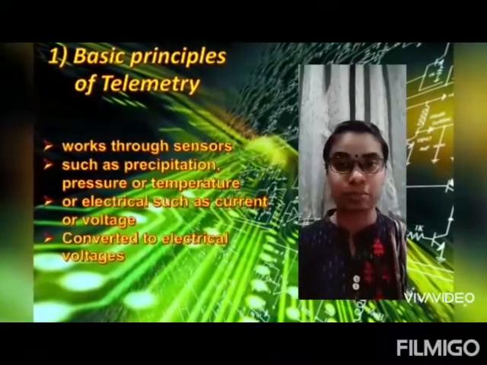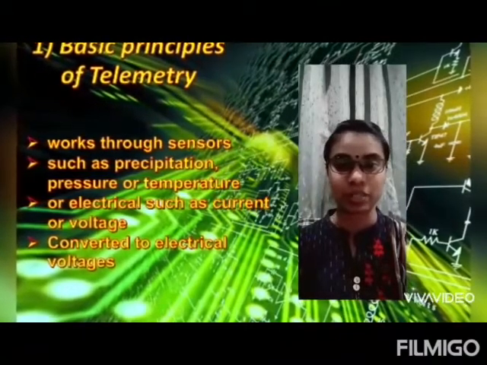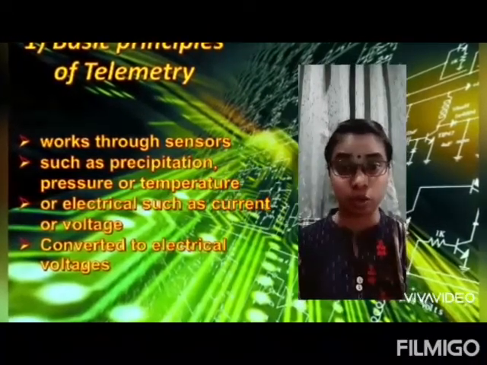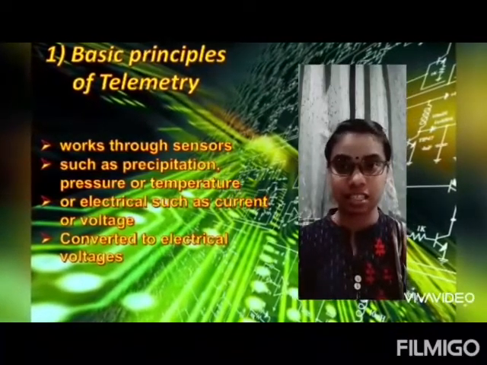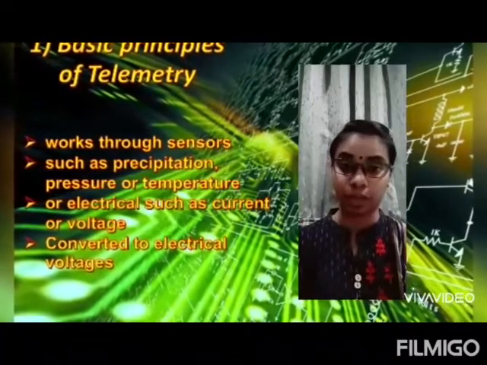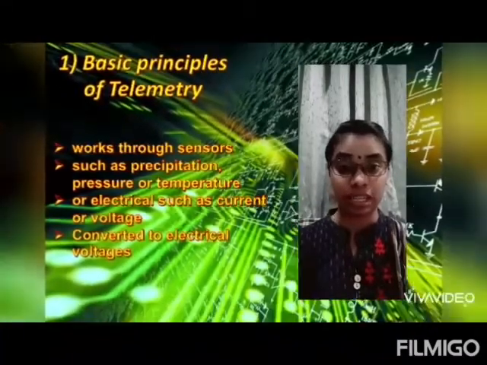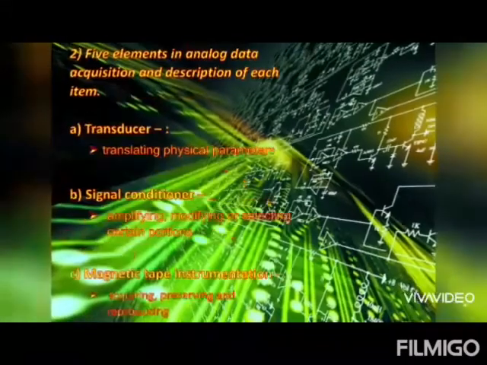The basic principles of telemetry are: telemetry works through sensors at the remote source which measure physical data, such as precipitation, pressure or temperature, or electrical data, such as current or voltage.